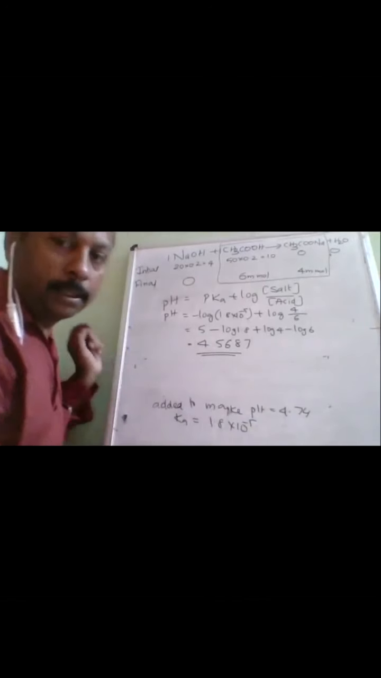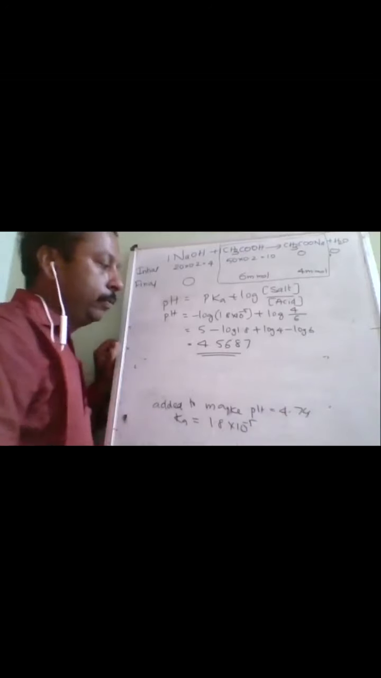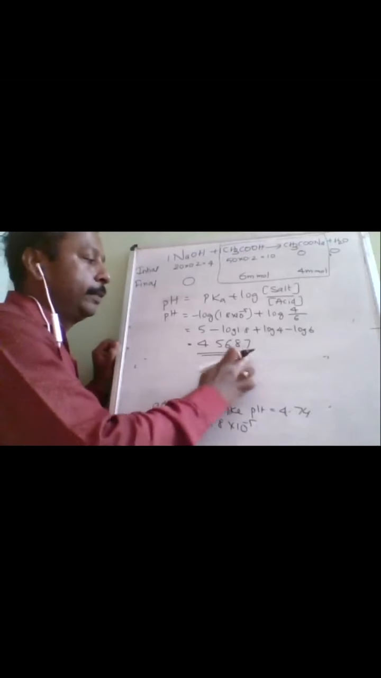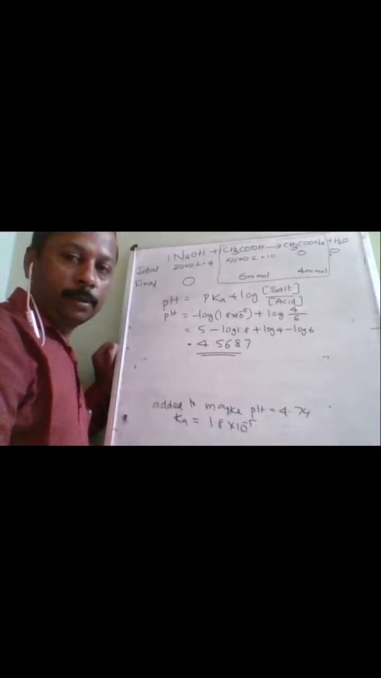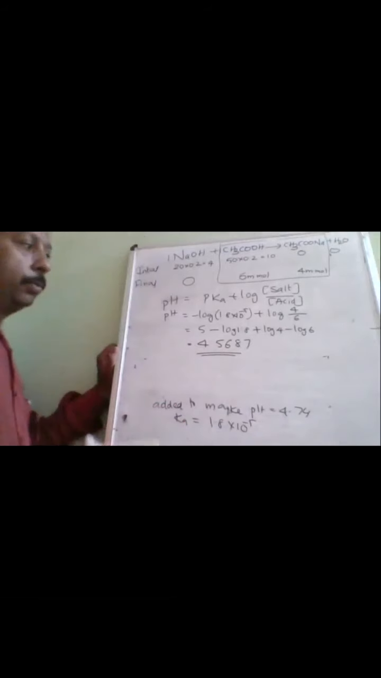Now what will we do? We will do the next question. Our aim is to change the current pH from 4.5687 to 4.74. So we will just add to the same reaction to make it 4.74. It is just like the previous one. Forget about the earlier data, it was just a reference. Now our aim is to create a pH of 4.74.